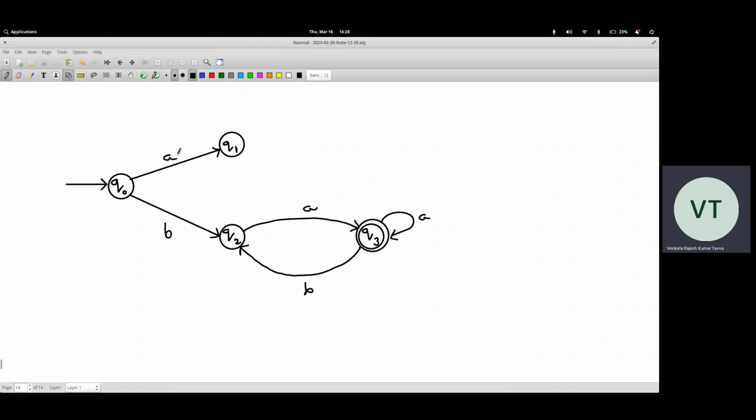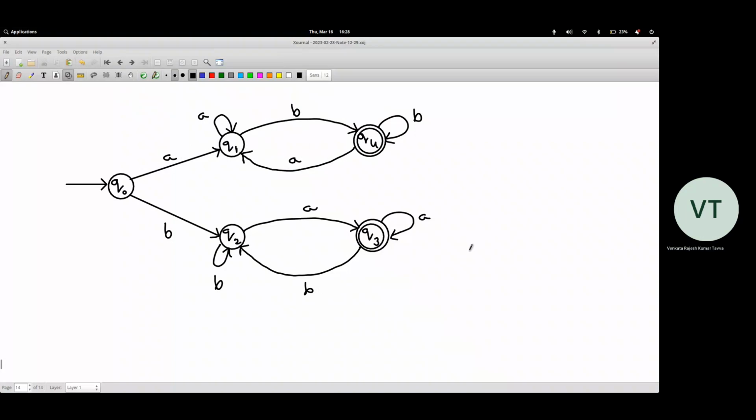If I see the string beginning with A, then I believe the string will be ending with B. This will be my final state. So on reading a B, I come here. On reading A's, I remain here, and here on reading B's, I remain here. On reading a B, I come to Q4, and as long as I keep getting a B, I still believe that is the last symbol. If I get an A, I believe that is an intermediate symbol, so I come back to Q1. All right, so this is the idea.